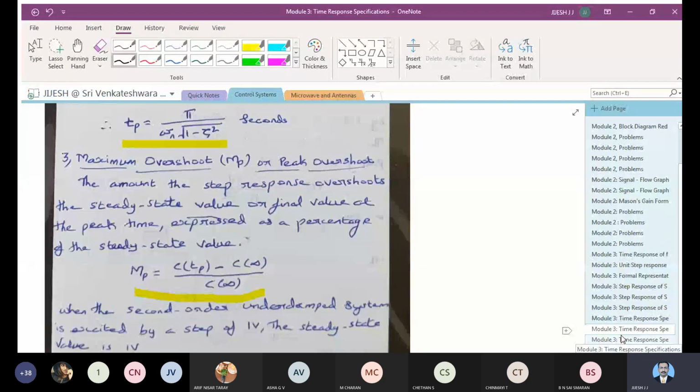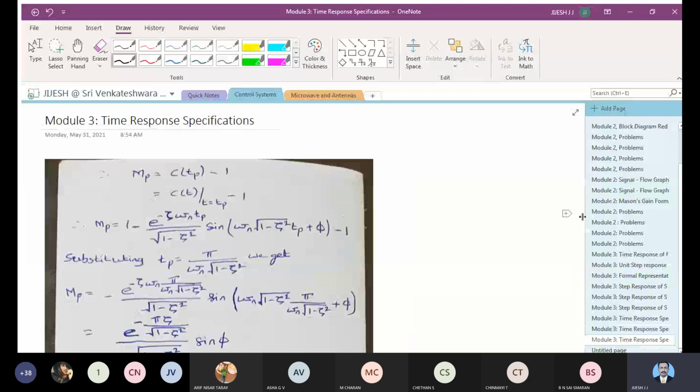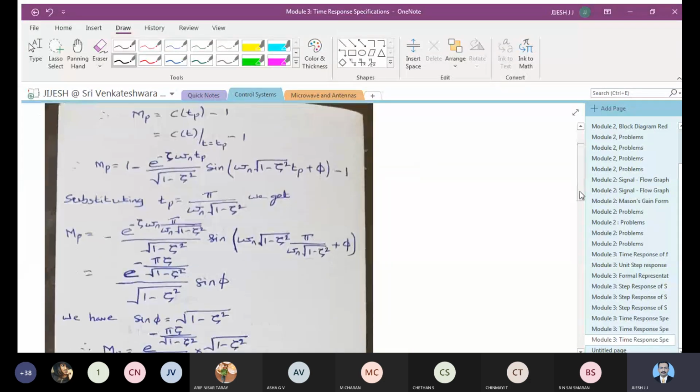So we are going to see here that Mp is equal to C of Tp minus 1. Why have we taken it? I have written the statement here.